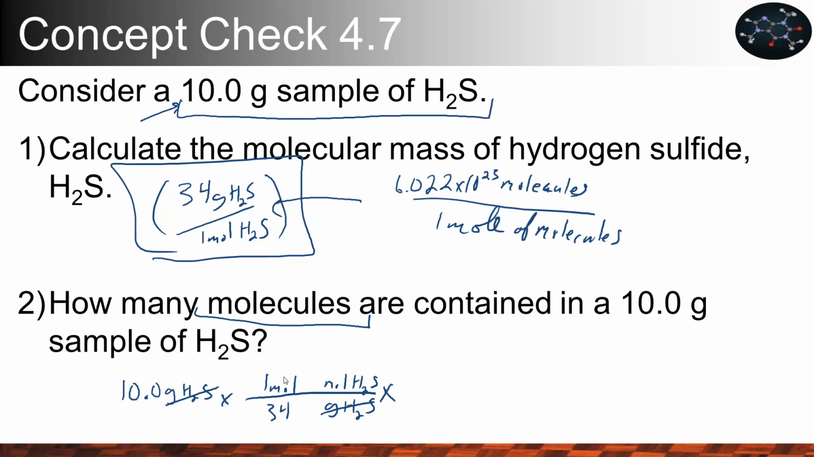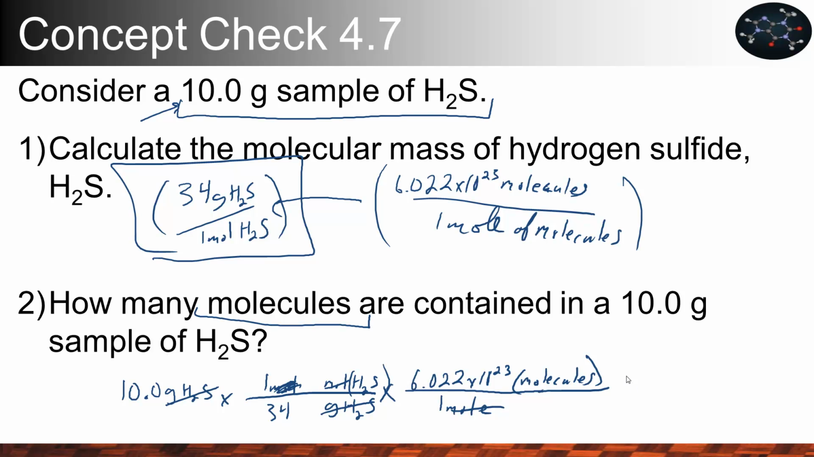Grams of hydrogen sulfide gas have canceled, and we're left with moles of hydrogen sulfide gas. So if we wanted to go from moles to molecules, that's this ratio here, Avogadro's number, 6.022 times 10 to the 23rd power of molecules for every 1 mole. So moles cancel, and we're left with molecules of H2S. And so we can plug this through on our calculators and get a number for this.